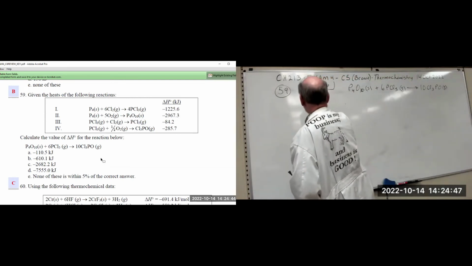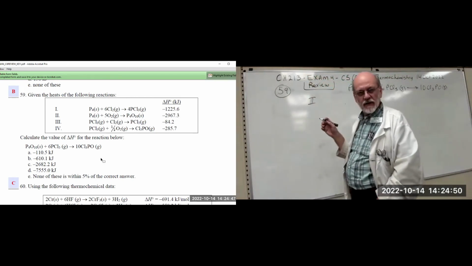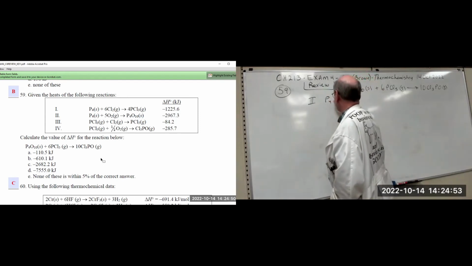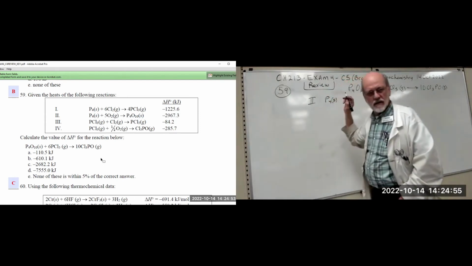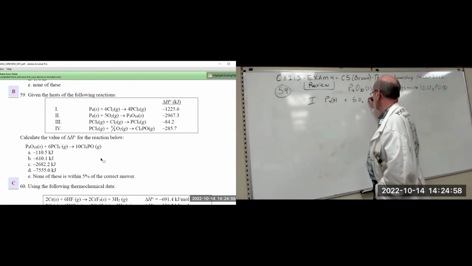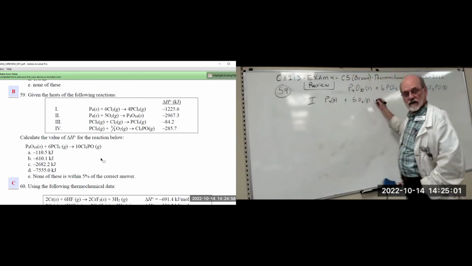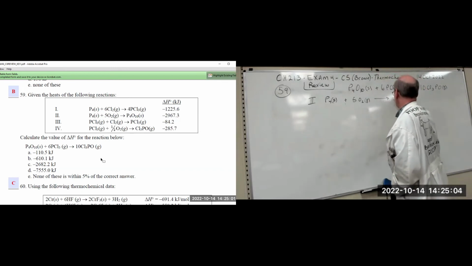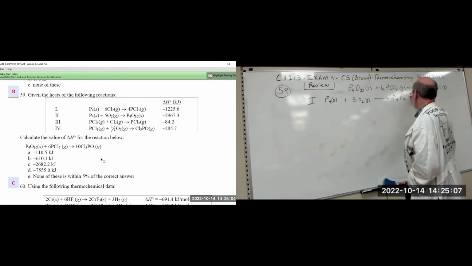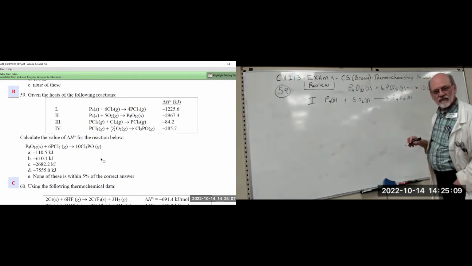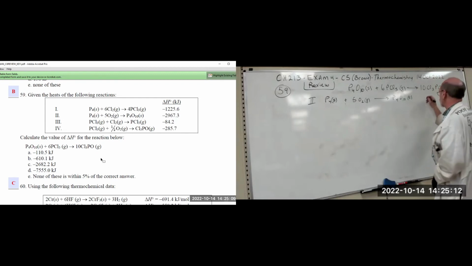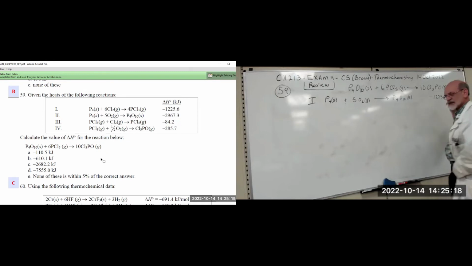Well, number 2 is, we're starting off with P4 solid plus 5O2 gas, obviously, and P4O10 solid. And that has an enthalpy of minus 1225.6 kilojoules. Right? These are delta H's.